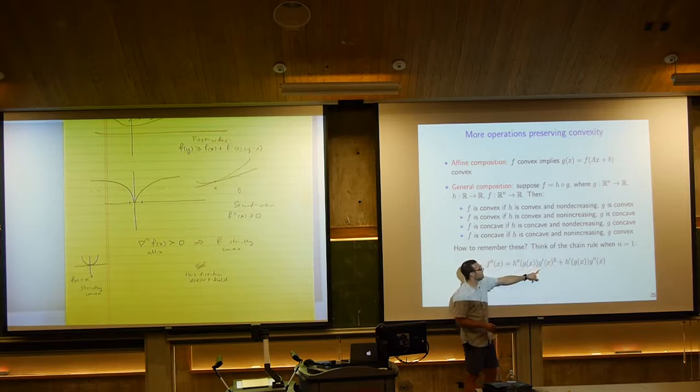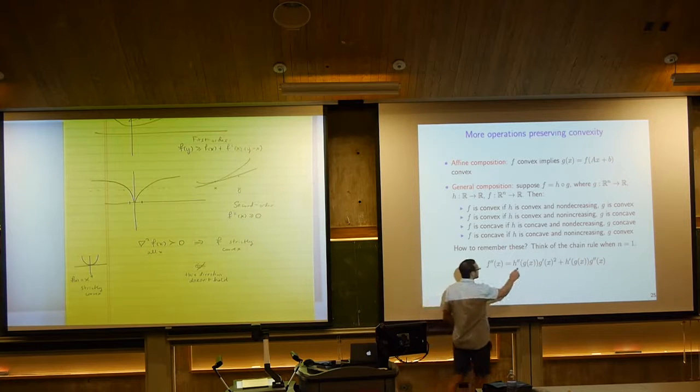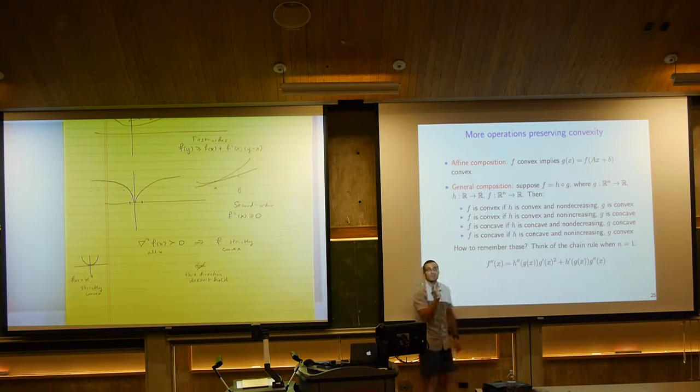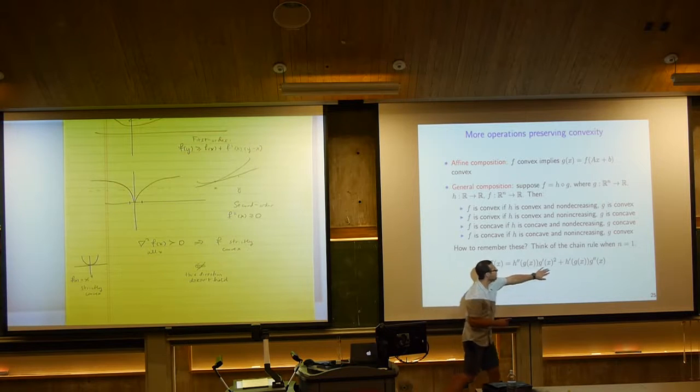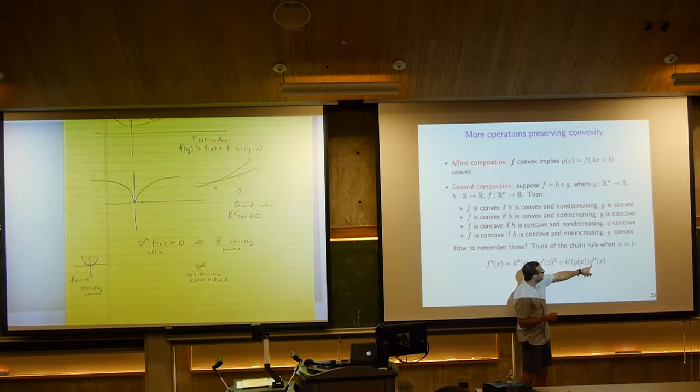This guy is always going to be non-negative, right? So for this to be non-negative, I need to have that h, let's suppose, is a convex function, right? Because then h double prime of anything is going to be bigger than or equal to 0. Okay, so if h is convex, then this whole term should be positive for all x. Okay, so that's taken care of. Take a look at this term. If g is convex, then this should be non-negative.